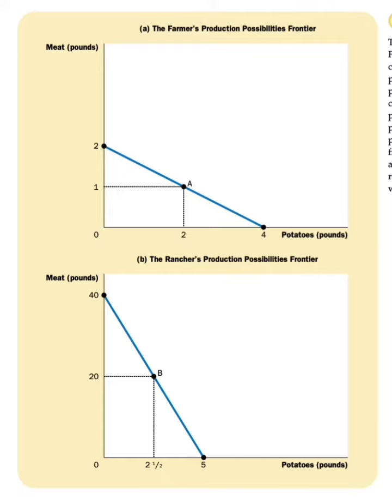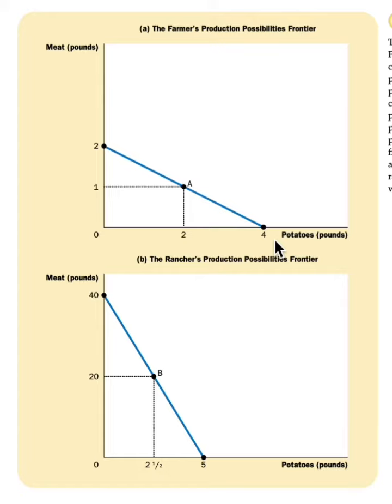Here there are two products being mentioned. One is meat and the other is potatoes. If the farmer uses all his resources, he can produce 2 pounds of meat or 4 pounds of potatoes. That means he can produce either a maximum of 2 pounds of meat or a maximum of 4 pounds of potatoes.